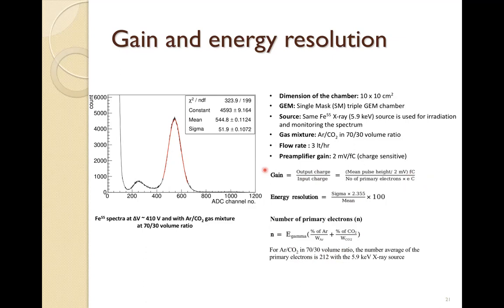And we also measure another thing called energy resolution. If you fit this curve, you will get one mean and another called sigma. From this we calculate the energy resolution of the detector.